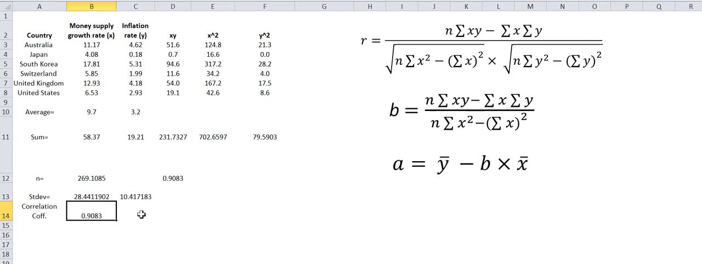So this is one of the ways to calculate the correlation coefficient. The other one is basically using covariance, where covariance is equal to r multiplied by the standard deviation of x multiplied by the standard deviation of y.